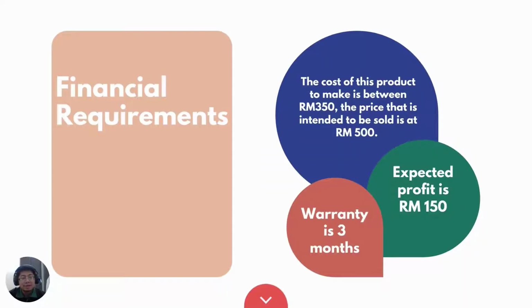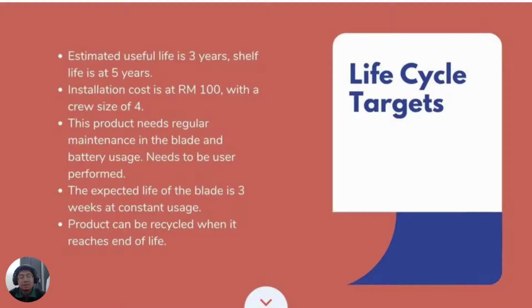Alright, these are the financial requirements. The cost of making this product is around 350 ringgit, and the price that it is intended to be sold at is 500 ringgit. The expected profit to be made by us is 150 ringgit, and a warranty is given of 3 months.